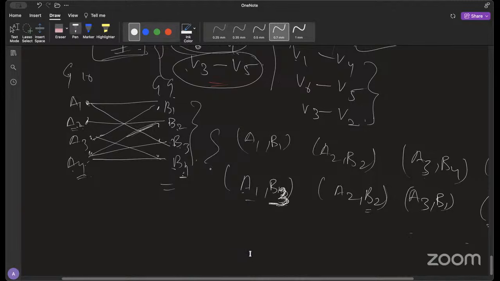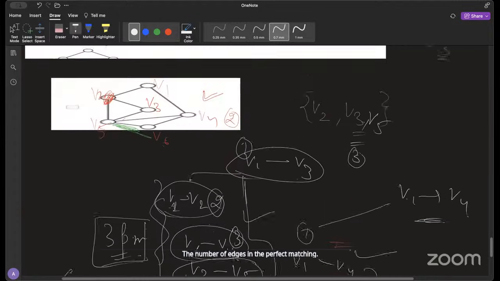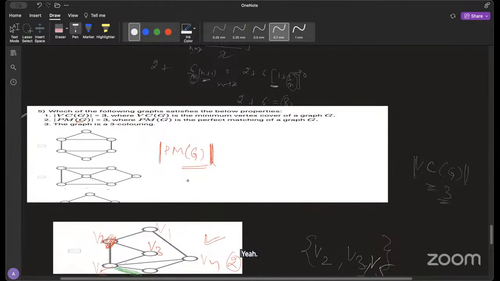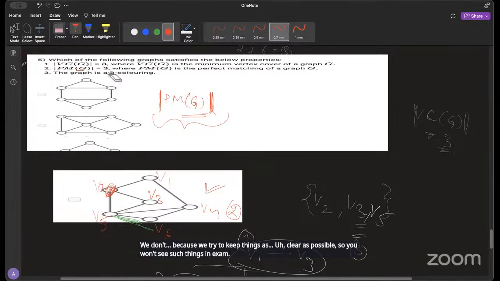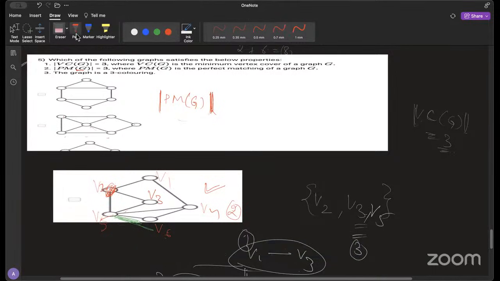I think these are the only two possibilities. Ma'am, cardinality means the number of edges. Whenever they mention cardinality, it is the number of edges in the perfect matching. Yeah. We try to keep things as clear as possible, so you won't see such things in the exam where you can't decide what it actually means. Ma'am, what does VCG is equal to 3 mean here?